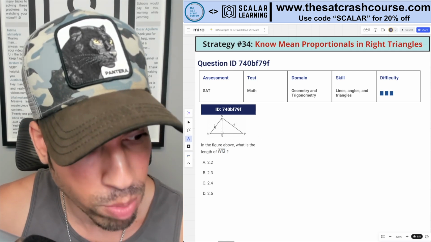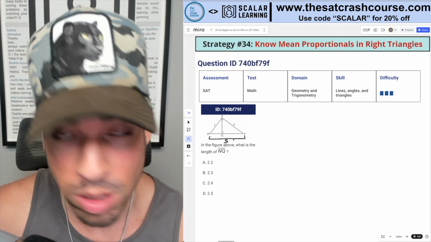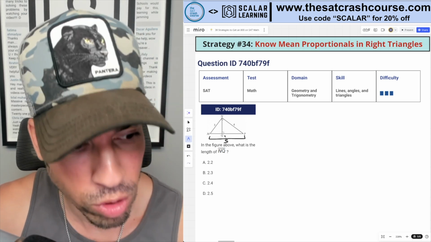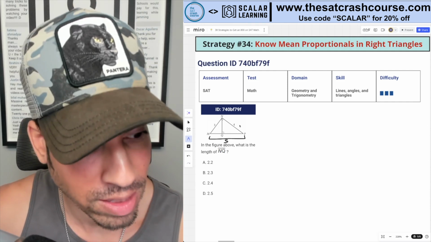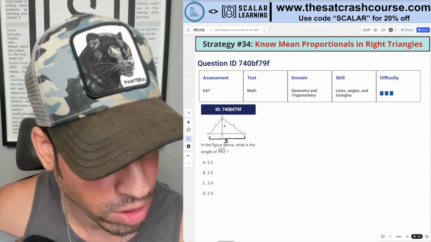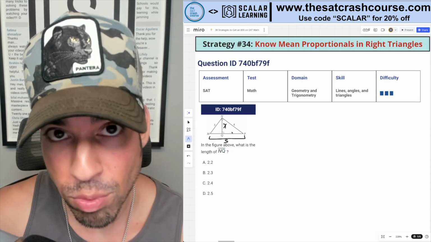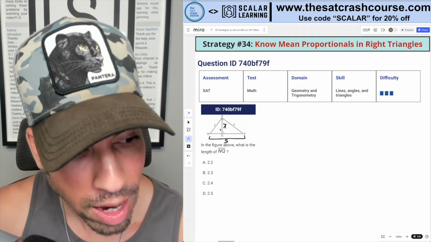One other thing for this problem, this is a 3, 4, 5 special right triangle. It's something important to note. They use these nice Pythagorean triples all the time. 3, 4, 5 is the most common one, or multiples thereof, like 6, 8, 10, etc. Now, it says in the figure above, what is the length of NQ, which is this value right here. Now, as I mentioned, we've got 3 proportionate right triangles, so all we've got to do is set up a proportion and we're good to go.